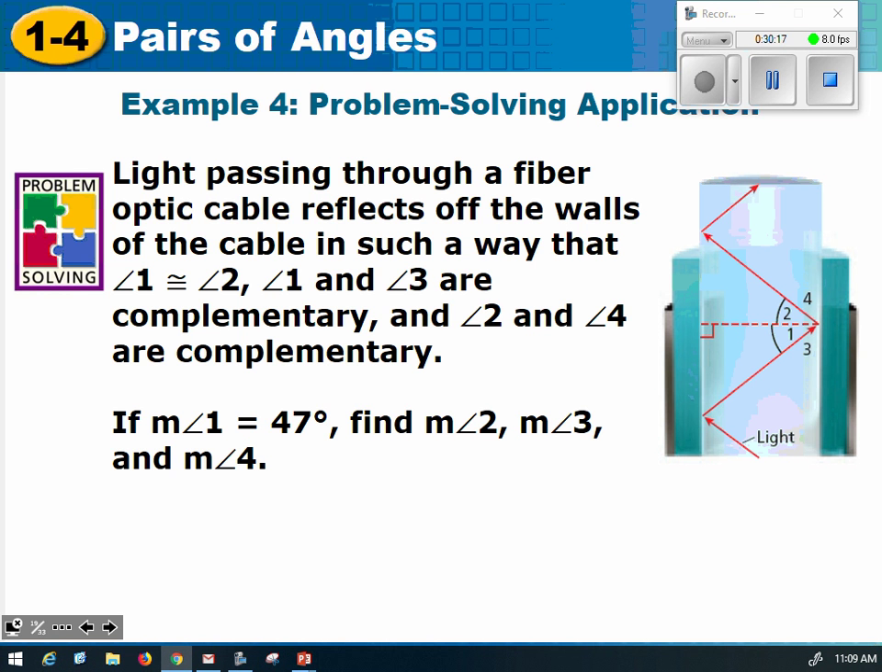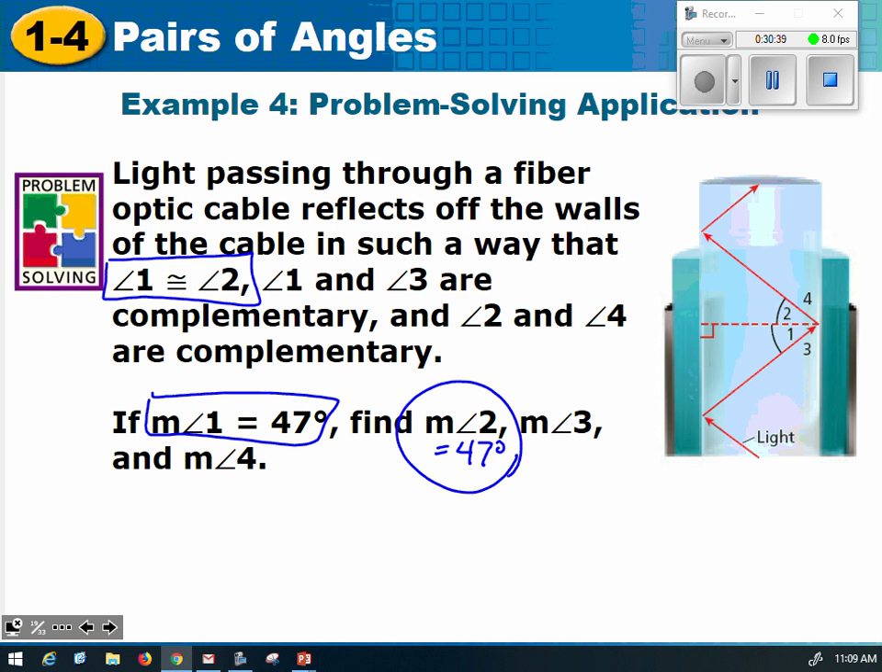Okay, here we go. Let's check and see how you did. So it says light passing through a fiber optic cable reflects off the walls of the cable in such a way that angle 1 is congruent to angle 2. Right now, you should be able to tell me what the measure of angle 2 is. If 1 is 47 and 1 is congruent to 2, then that means 2 is 47 degrees. That one should have been really easy, right?